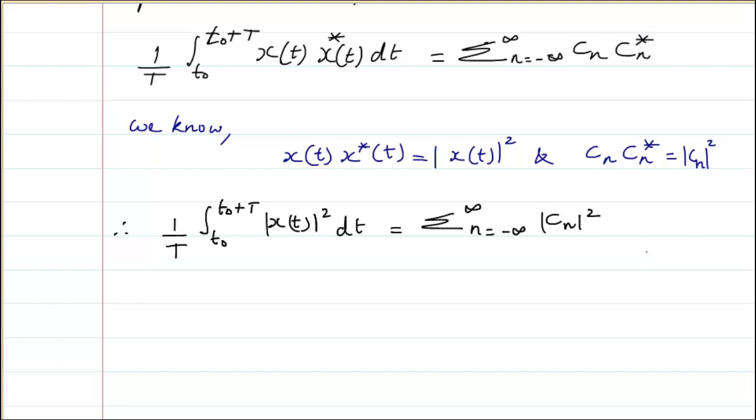So if you want to find out what is the power, you can use this particular Parseval's identity, and you can find out the power by just taking the magnitude of Cn, squaring it and summing it up for all the different values of n. Then you will get the power.